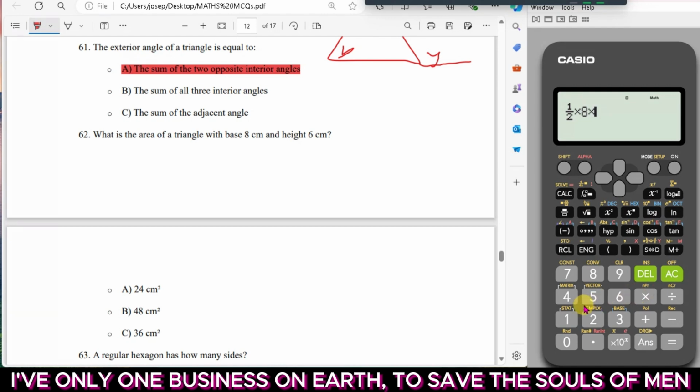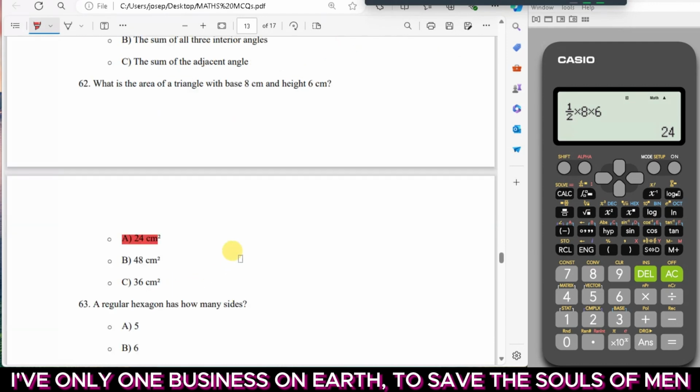Now remember, the unit is very important, the centimeter squared. If you don't put it, it's wrong, it's not an area. If there's no unit, you have to write the square unit, because areas are always in square units.